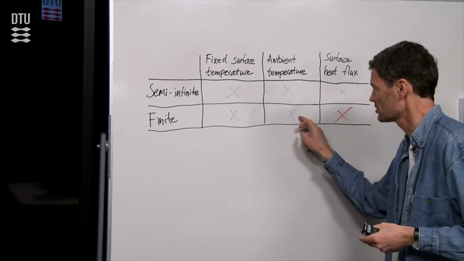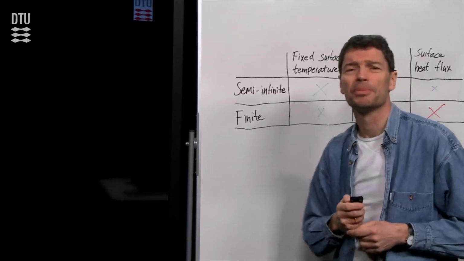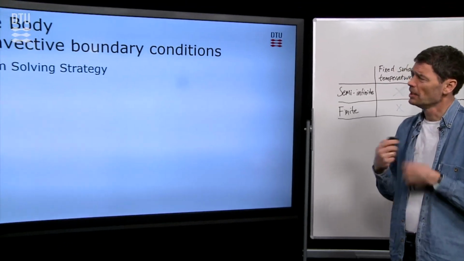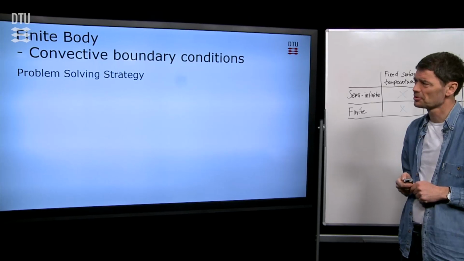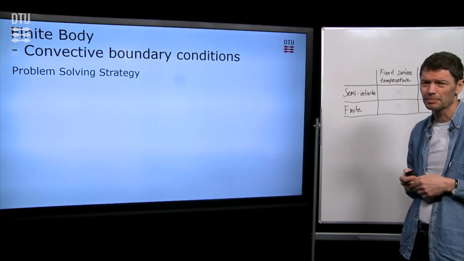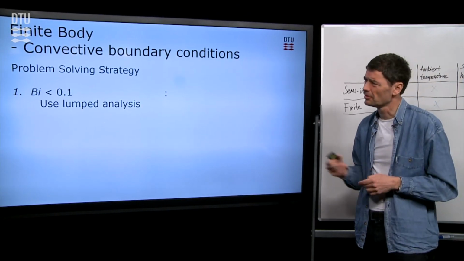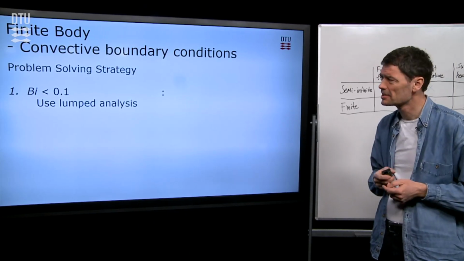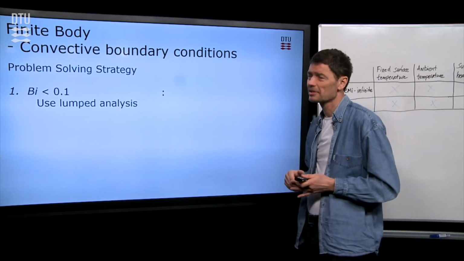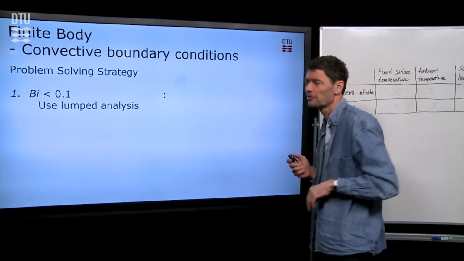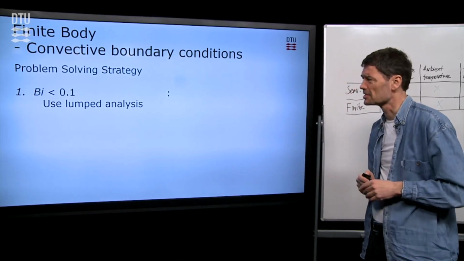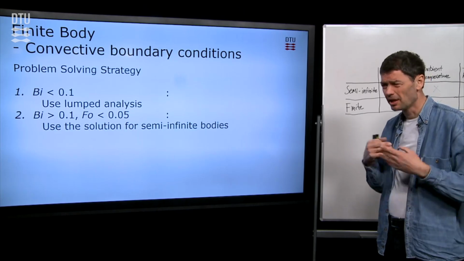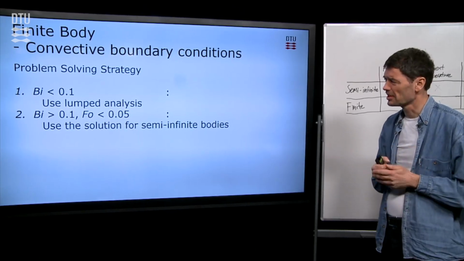So the last case I'm going to talk about is this here, the finite body with the convective heat transfer on the surfaces. And there are a little bit some cases we can use. We can also refer to what we talked about in the beginning from the lecture that comes before this, where it was lumped analysis. So if the Bi number is less than 0.1, you're simply referred to an assumed lumped analysis, which means that all temperatures within the body of the material are the same.